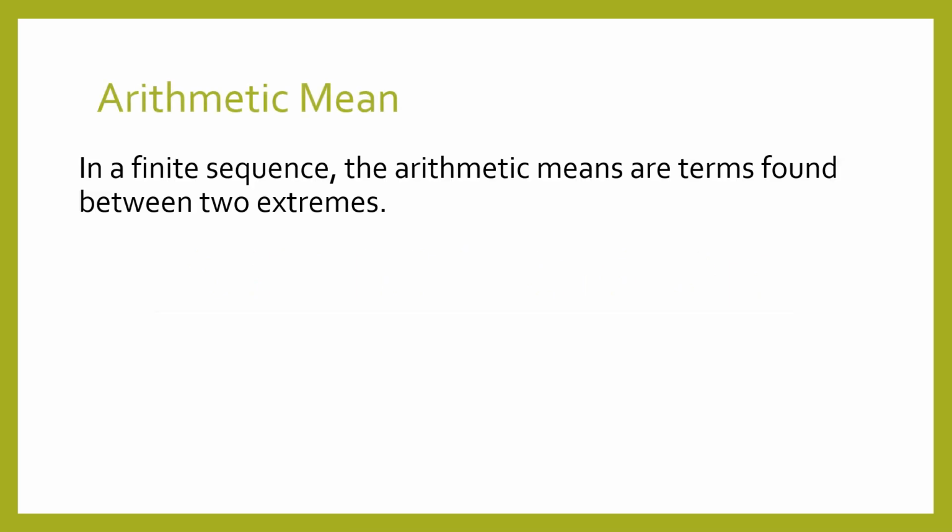In a finite sequence, the arithmetic means are terms found between two extremes. So in this part of the discussion, if you have two extremes in the problem, and you are asked to find the arithmetic mean or arithmetic means between these two numbers, what you're going to do is find the terms in between these two given extremes.